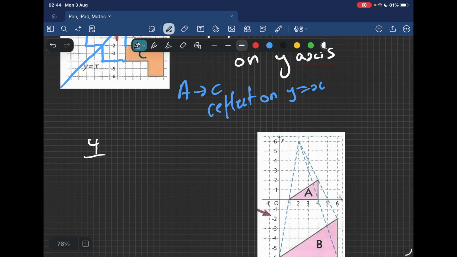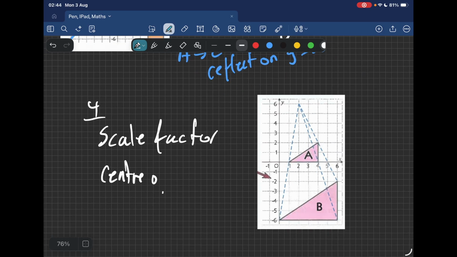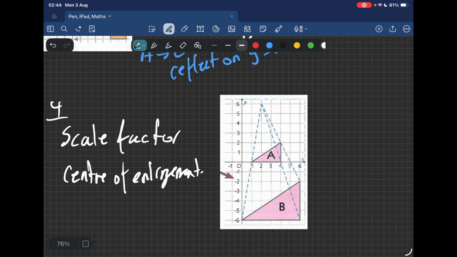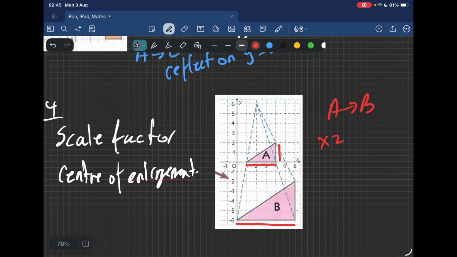All right, for enlargements, we need to say our scale factor, and then we need to say the center of enlargement. So scale factor, look at a side length: 1, 2, 3. Look at the side length of the other shape: 1, 2, 3, 4, 5, 6. So if we're going from A to B, the scale factor must be times 2, because every side length is getting multiplied by 2. 2 up, 4 up. So from A to B, we're multiplying it by 2. So that's scale factor.